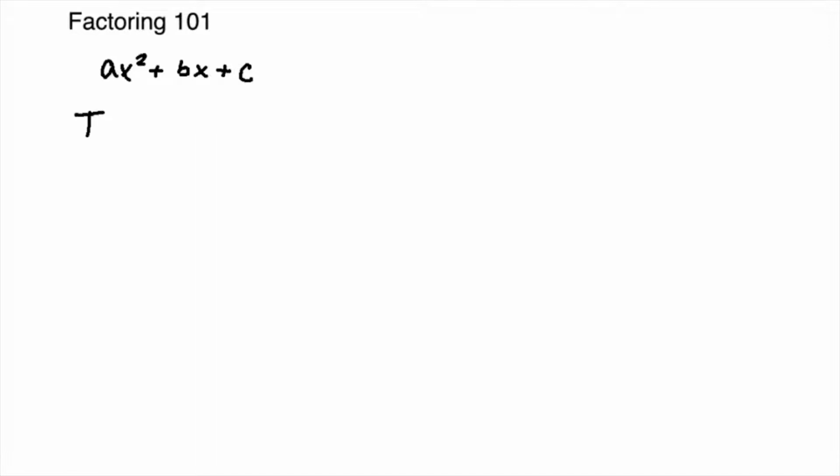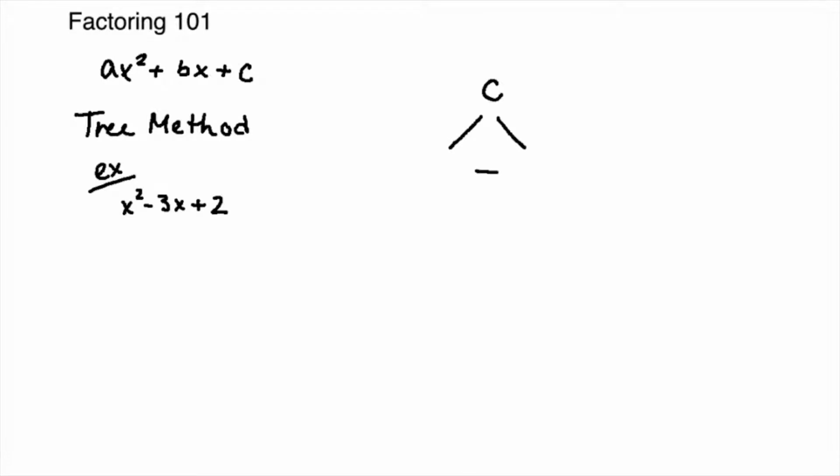So the first thing that we're going to talk about is the tree method. And I think it's best explained by doing an example. So let's say that we had x squared minus 3x plus 2. So let's set up our tree. Generally it's going to look like the c value, and then have our little branches coming off, and then we add whatever these numbers end up being, and then that should be equal to our b value.